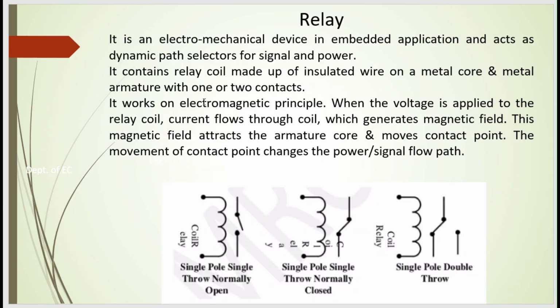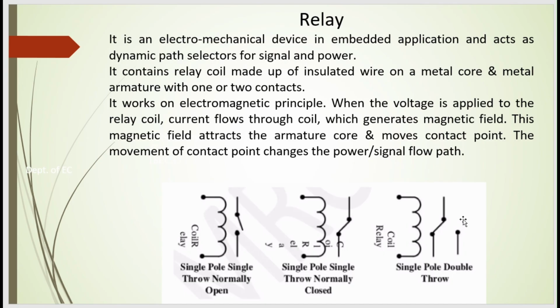Next, the component is a relay. A relay is an electromechanical device and acts as a dynamic path selector for both signal and power. Here you can see the diagram of a single pole, single throw, normally open relay. This is normally open now. This is the single pole, single throw relay. Another one is the single pole, single throw, normally closed relay. Here both the terminals are connected and hence the relay is in closed condition.